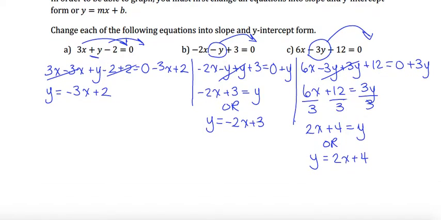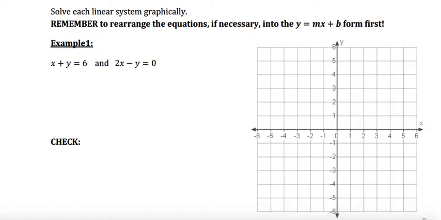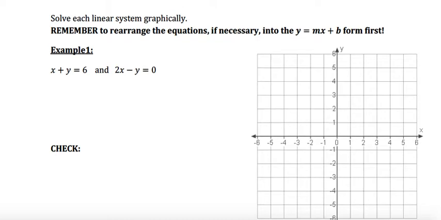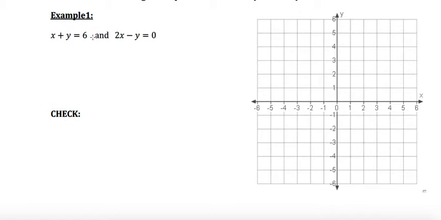So once we've identified how we can write our equations in slope y-intercept form, now we can start to look at solving our system of equations. So I'm going to take my equations for example 1, x plus y equals 6 and 2x minus y equals 0, and I'm going to rewrite these into slope-intercept form. So in this case, my y is already positive, so I'm going to keep it on this side, and I'm going to move my x to the other side. So right now it's positive x. To get rid of it, I have to subtract x.